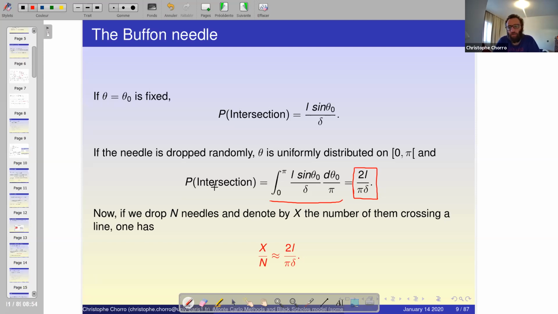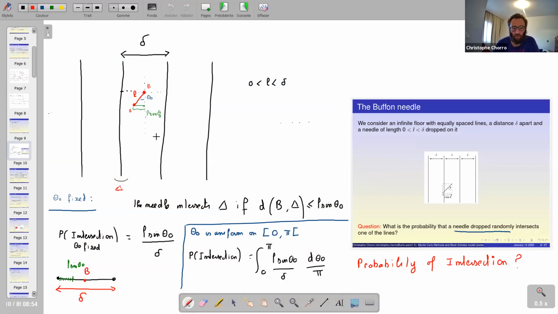Suppose now that you drop not a single needle, but capital N needles, independently. You drop them on the floor, and you denote by capital X the number of them that cross a line. So you have the previous situation, with your infinite floor, but not a single needle, several ones, and you denote by capital N the number of needles you drop, and by capital X the number that cross a line.